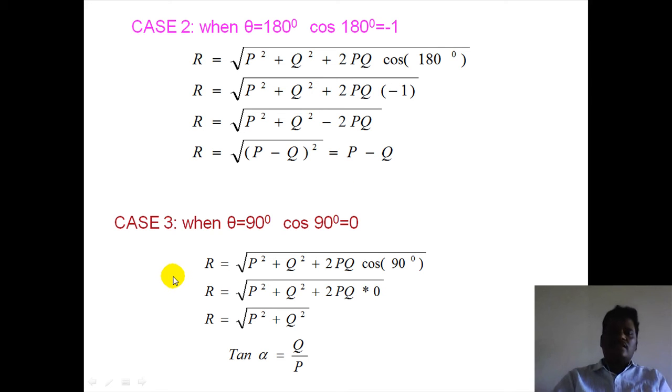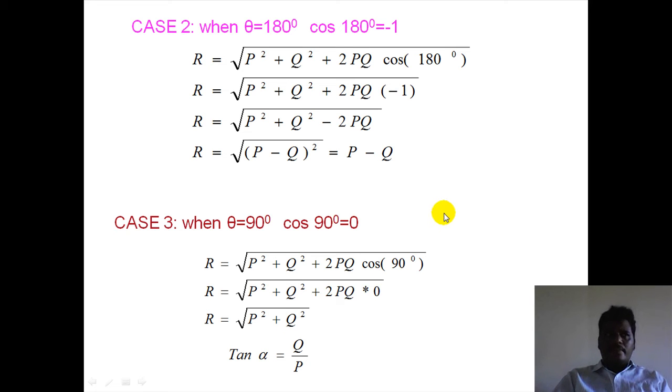Next case, when theta is equal to 90. When theta is equal to 90, cos 90 is equal to 0. Now R is equal to the square root of P squared plus Q squared plus 2PQ cos 90. Since cos 90 is 0, this term becomes 0. That is, R is equal to the square root of P squared plus Q squared.